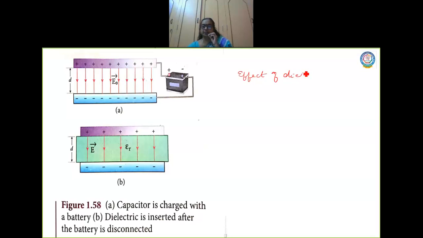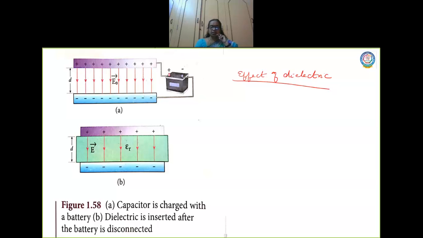Effect of dielectric. So what happens if a dielectric is placed in between the plates of a capacitor? Now last class, when we were deriving an expression for the capacitance of a parallel plate capacitor, the dielectric was air, just air. But here we are going to have another material, which is an insulator, kept in between the plates of a capacitor. So in that case, what happens to the capacitance of a capacitor? That is what we are going to see here.